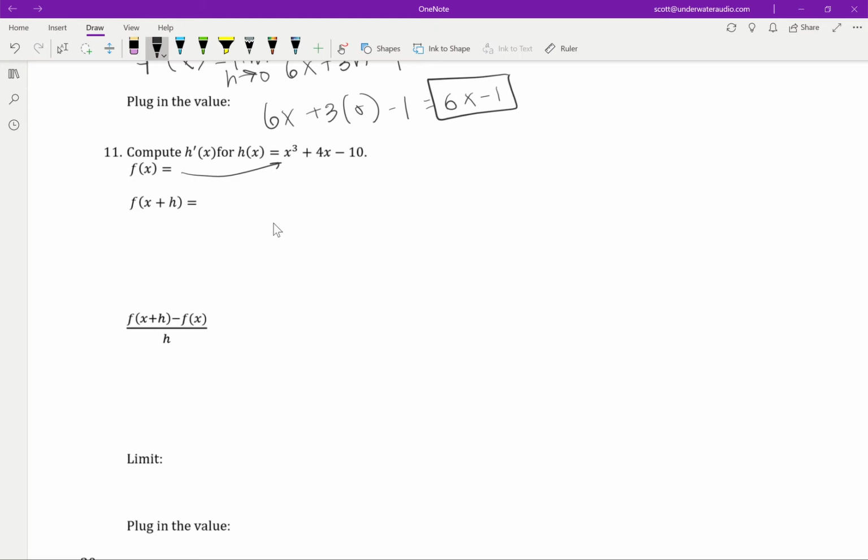So f of x plus h is going to be x plus h cubed plus 4 times x plus h minus 10. So let's see, x plus h cubed means x plus h multiplied by itself 3 times.